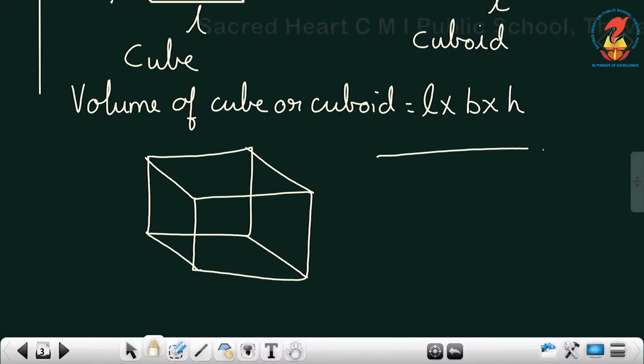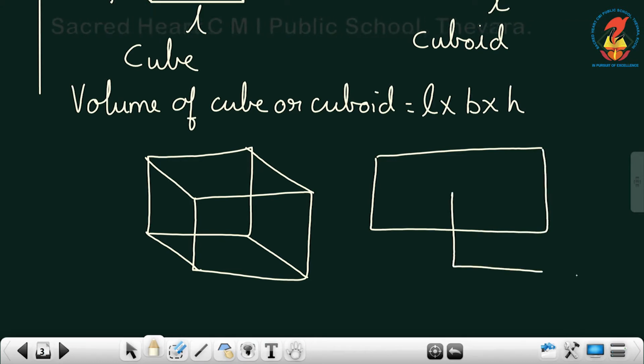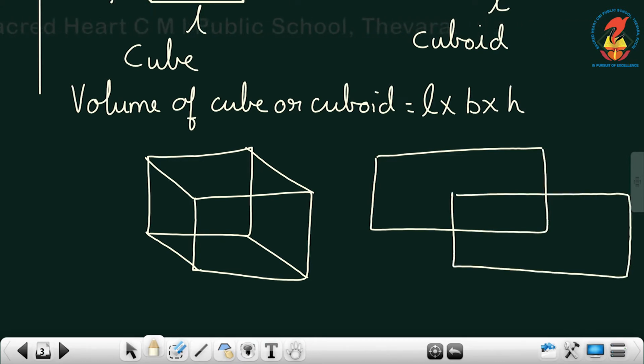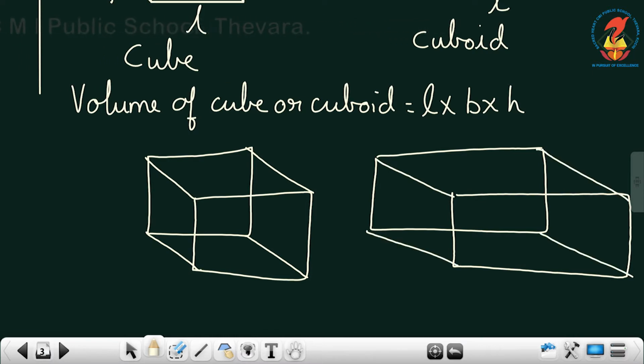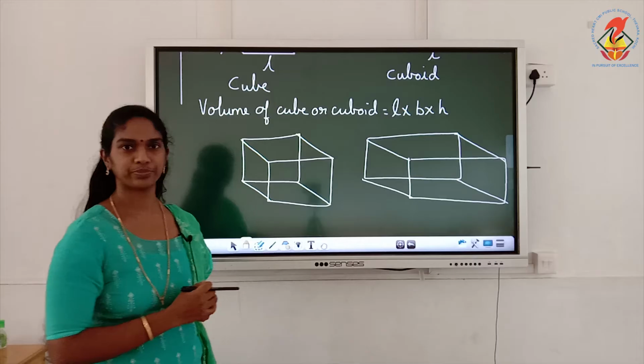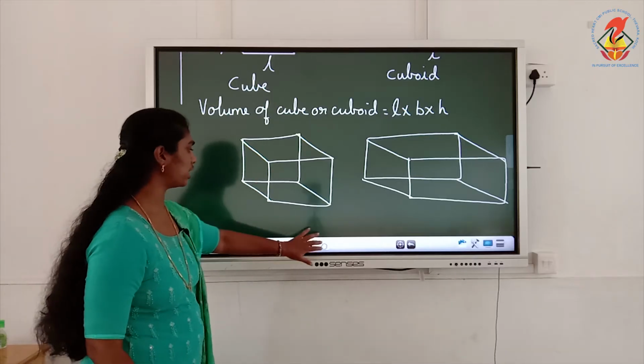Okay. When it comes to a cuboid, you will draw two rectangles. First rectangle, then a second rectangle from the center of the first rectangle, and then join the corners. This will give you a cuboid. So this is how you draw a cube and a cuboid.